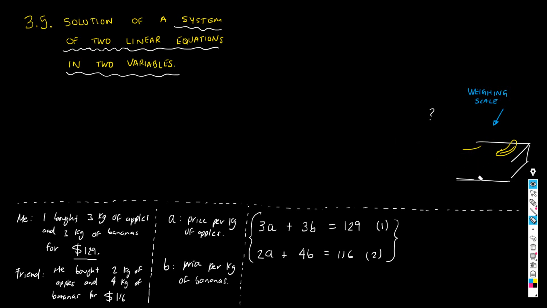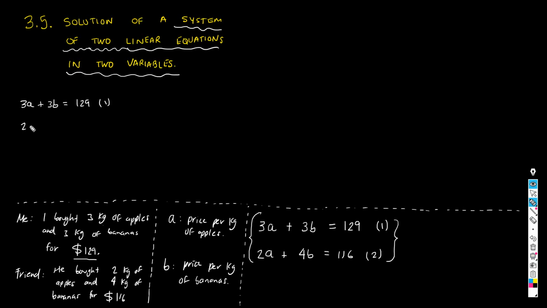So now that I have laid down my equations, my goal is to find A and to find B. Okay, so I'm going to write the equations one more time here. We have 3A plus 3B equals 129. This is equation 1. And we have 2A plus 4B equals 116, and this is equation 2. Perfect. Now, how do we solve this system of equations?